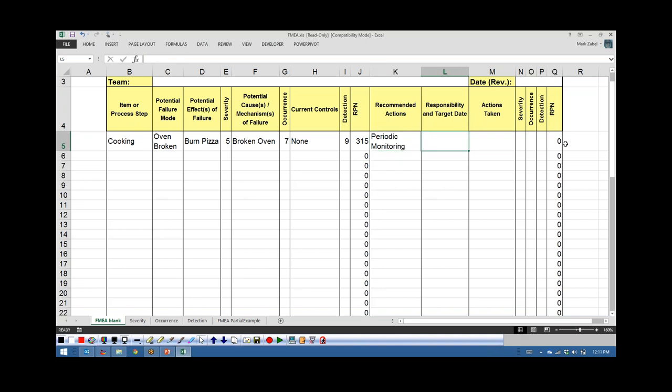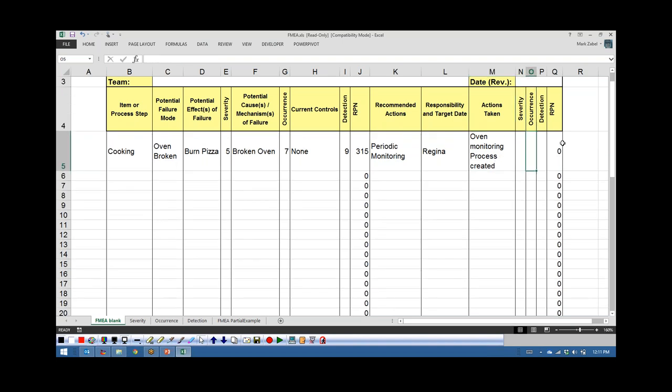Yes. So who's responsible? I'm going to say it's Regina. And let's say the action taken is: oven monitoring process created. Now we would simply rescore it, right? Does this do anything to the severity of a burnt pizza? No, is the answer. Now I'm going to skip occurrence for just a second.